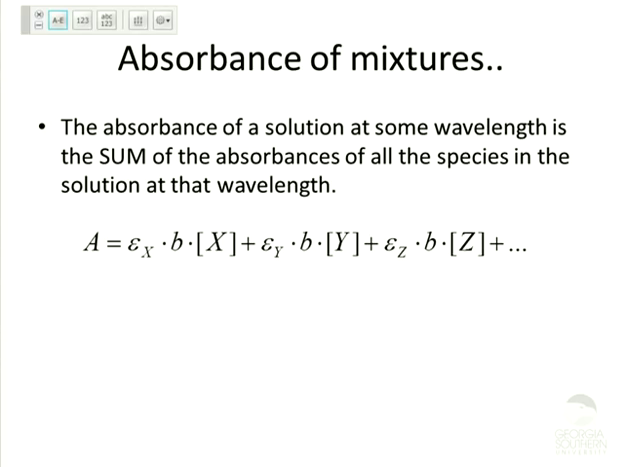But if you've got more than one thing in solution that's absorbing light, then the absorbances from the various things that are in solution add together. So that's the equation there, just to show that. This is that little piece from chapter 18. So this is Beer's law for component X, Beer's law for component Y, and for Z. This is the absorbance from X, this is the absorbance from Y, and then from Z.